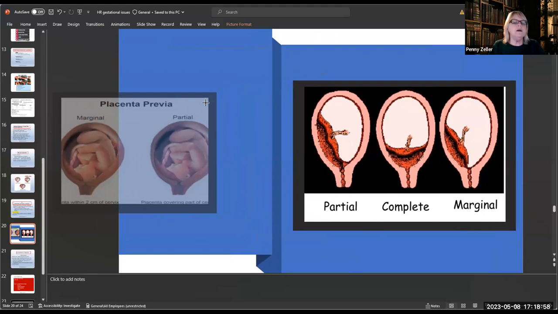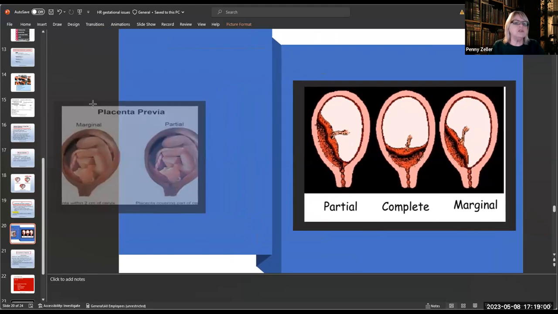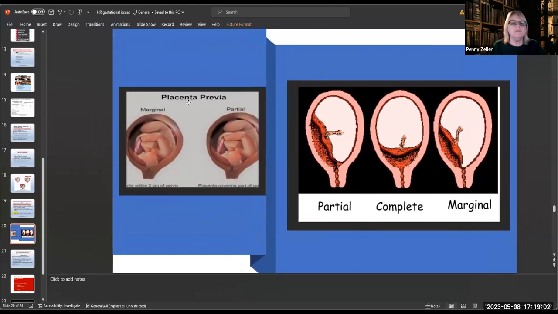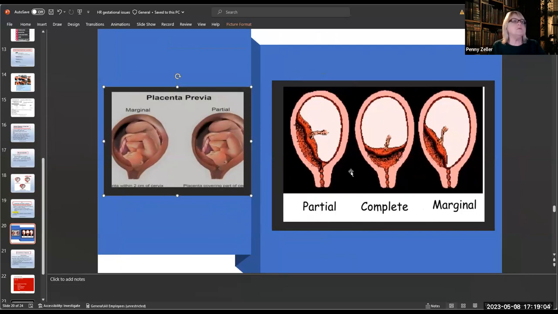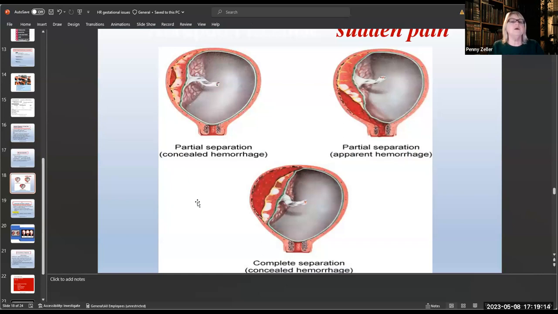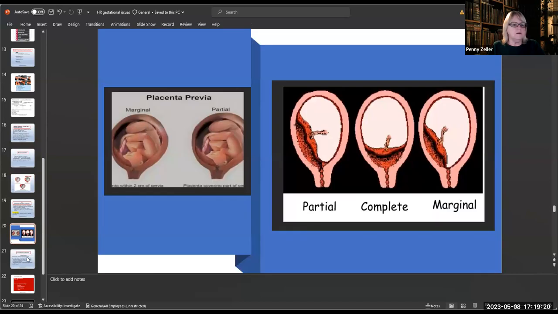So that's called a previa. The word previa means first. In other words, it's headed out the cervix before the baby. So there's no pain with this, whereas for an abruption, it's painful and it's usually sudden.